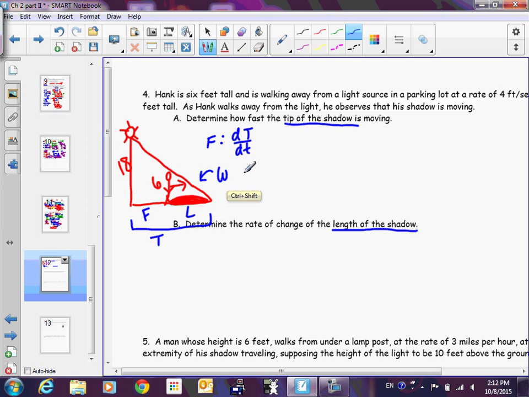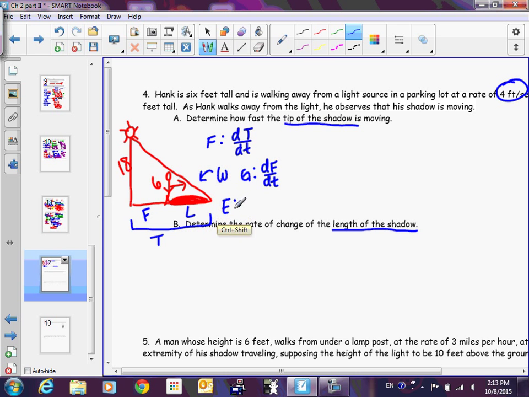Okay, what about the given? There's one thing that they gave us, this 4 feet per second. That is a speed or a rate. I can tell by the units and the language of the problem what's changing at a rate of 4 feet per second: df over dt, how far he is from the light post. On these types of problems, all of your rates are going to have to do with f, l, or t.